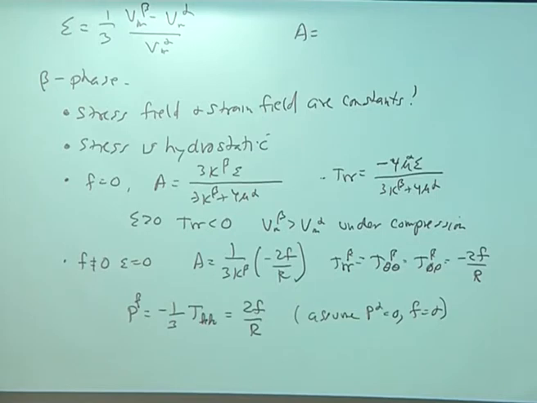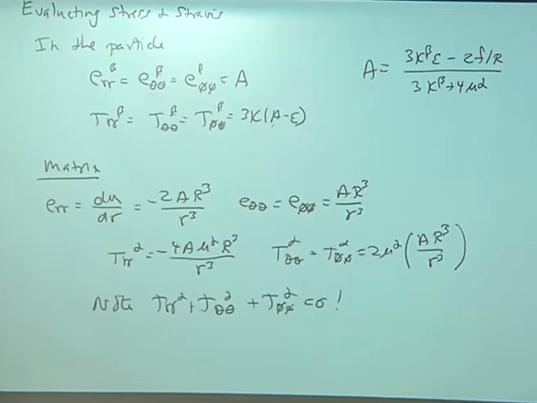And so this fact that A is present in this system means that it involves both the surface stress and the misfit strain. If the 2F over R is comparable to k beta epsilon, then these surface stress terms can be just as important as the misfit strain terms.